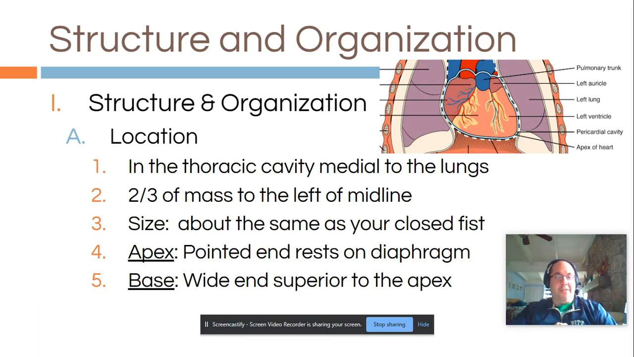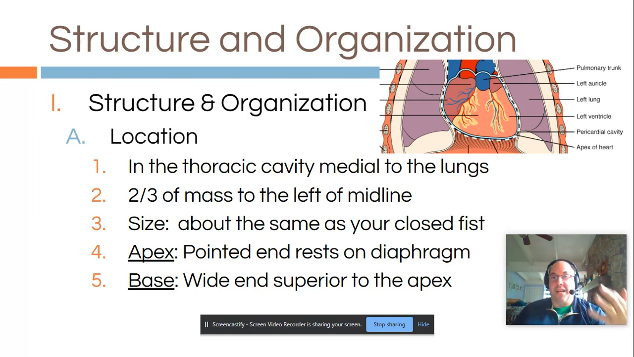So it's in the thoracic cavity, medial to your lungs. It says about 2/3 of its mass is to the left of the midline. The reason for this is that your heart is actually turned a little bit. It's better if you do this with your left hand. If you take your left hand and put that on your heart and then turn it so your fingers are face down, that's about where your heart's located. And then if you go down the middle of your chest, you'll see that about 2/3 of it are now on the left side of your body.